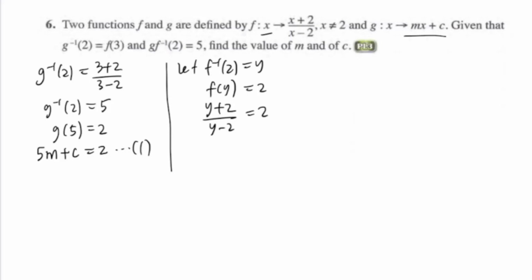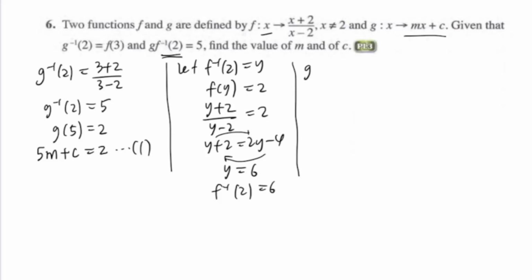I'm not actually inversing the function, I'm just solving for f inverse 2. So y + 2 is now 2y - 4. Bring it over, your y is now 6. Okay, so my y is 6, then how? We will solve for gf inverse 2, because your y is f inverse 2, right? I'm going to put 6 inside, the result is 5. Yeah, your f inverse 2 is now 6, so g(6) is now 5.